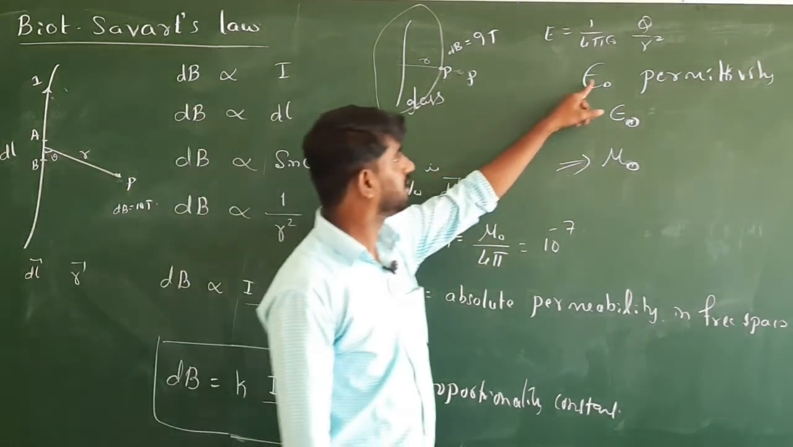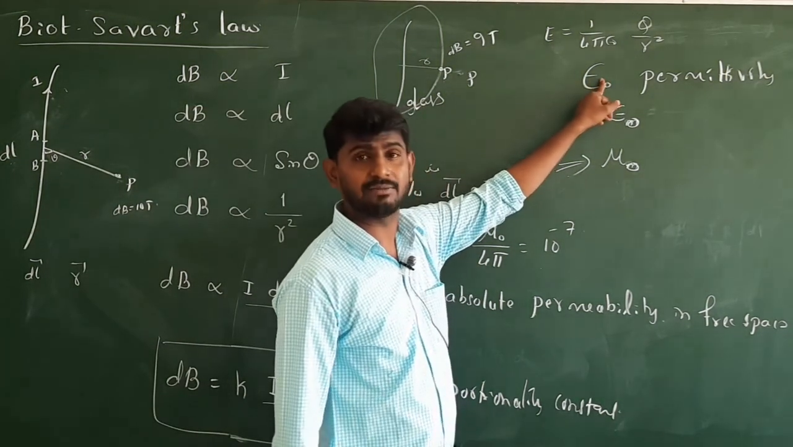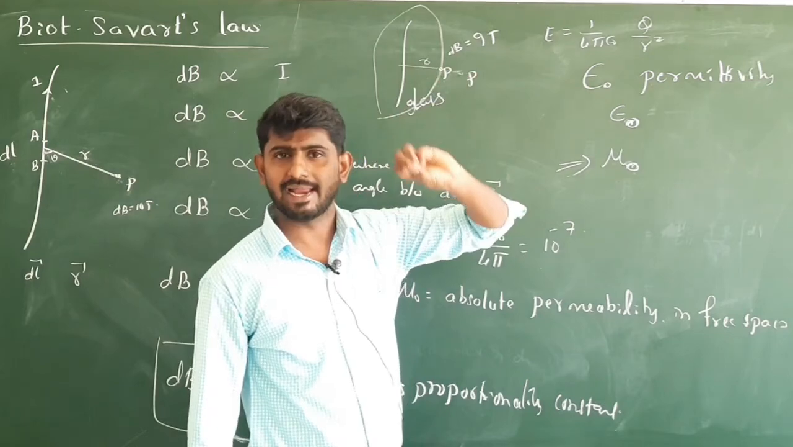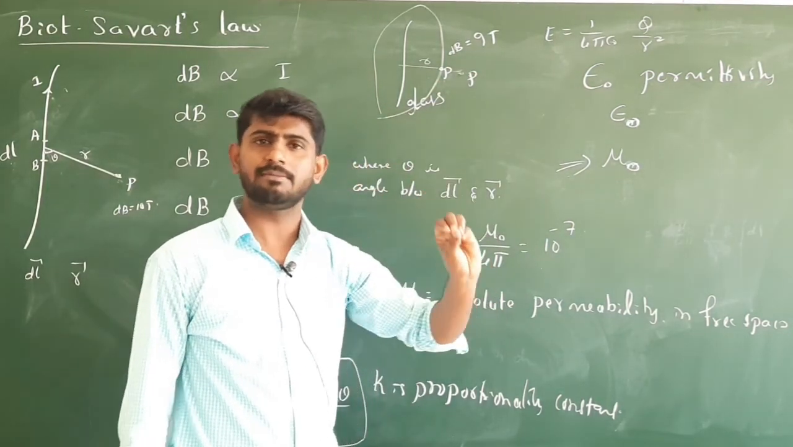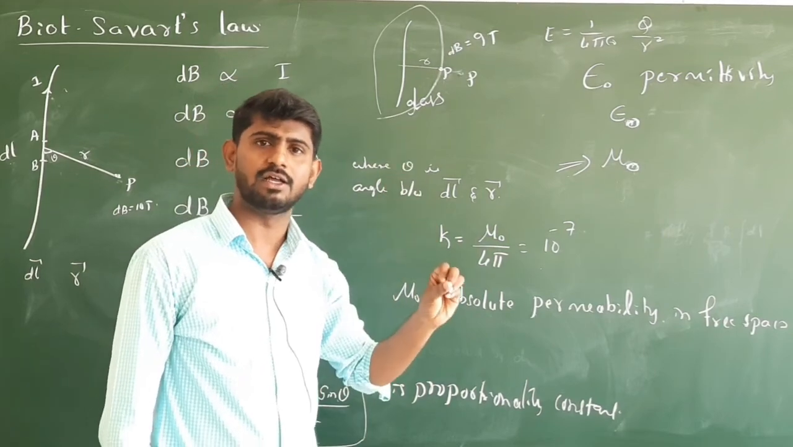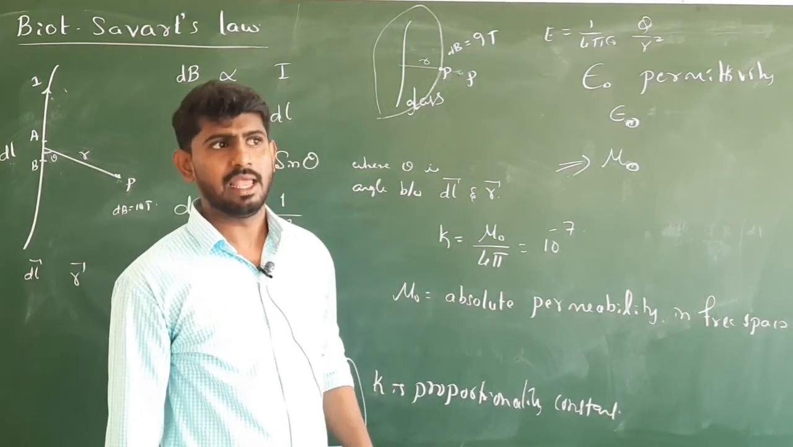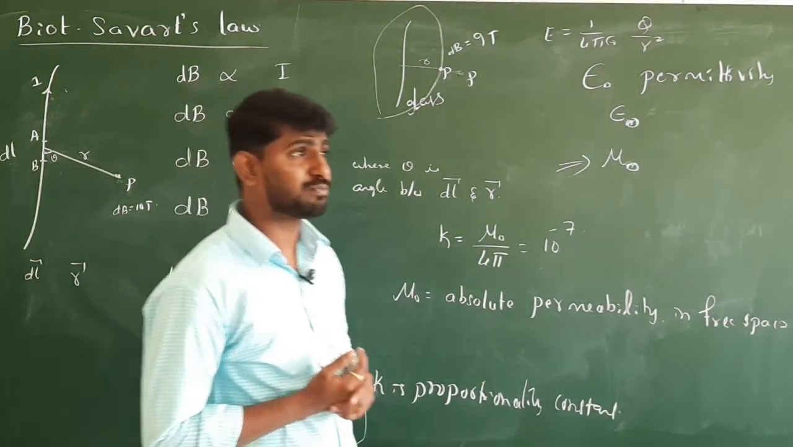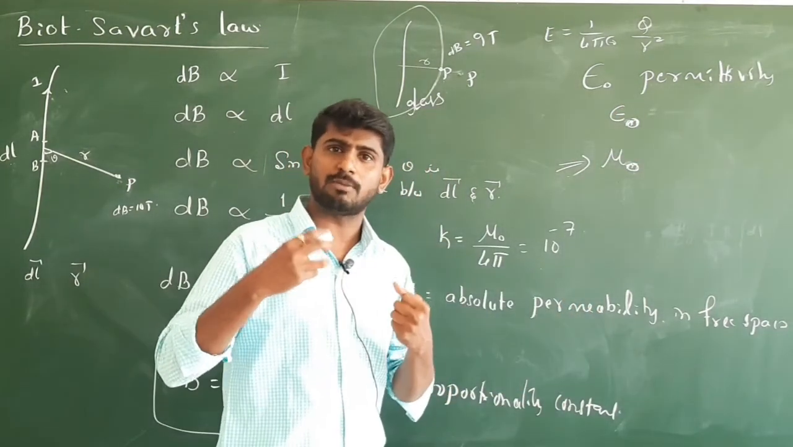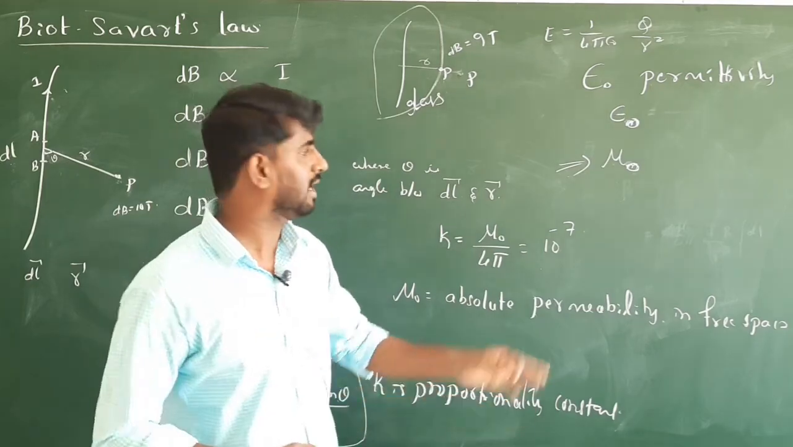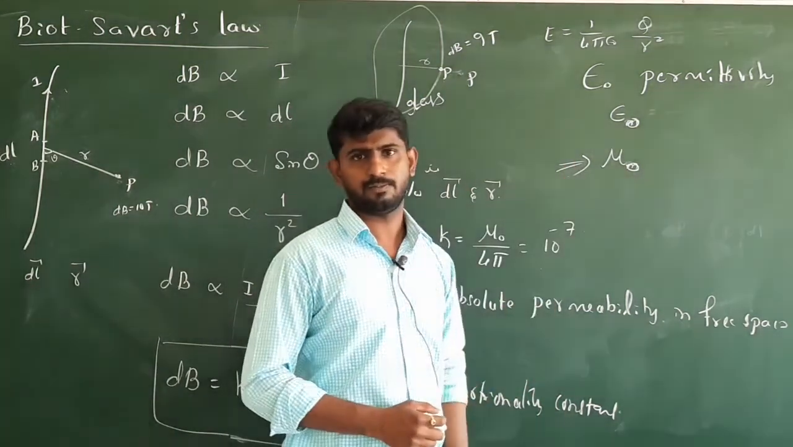Okay, how did we define absolute permittivity? It is the value of a medium that indicates how much that medium is permitted to absorb the electric property. How much permission does it have to absorb the electric property? That is indicated by permittivity. How much permission does the medium have to absorb the magnetic property? That is permeability. Is it clear?